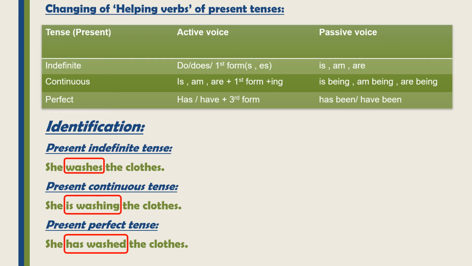When the tense is present perfect tense, what will be the identification? The identification is has/have and third form of verb. And when there will be has/have and third form of verb in active voice, then in passive voice we have to use has been and have been. I didn't mention the form of verb because we always use the third form of verb in all tenses. So you have to learn this table before you do the active passive of all present tenses. I hope that you have understood the difference between the identification of all these three tenses.